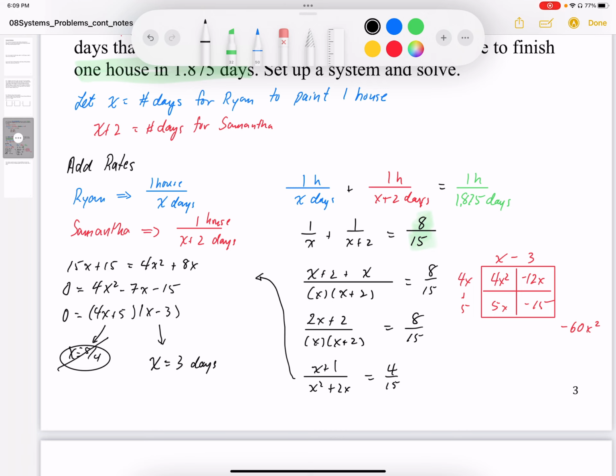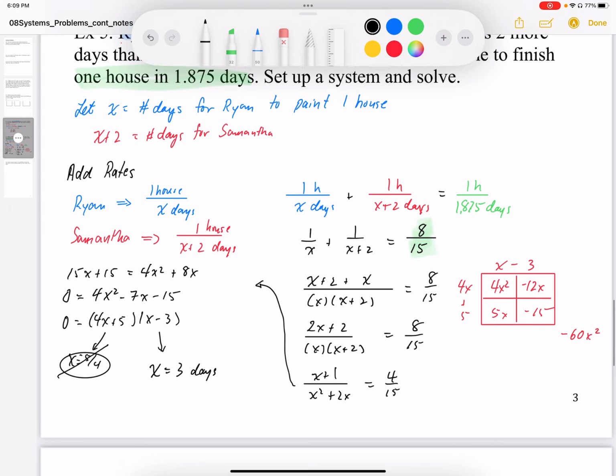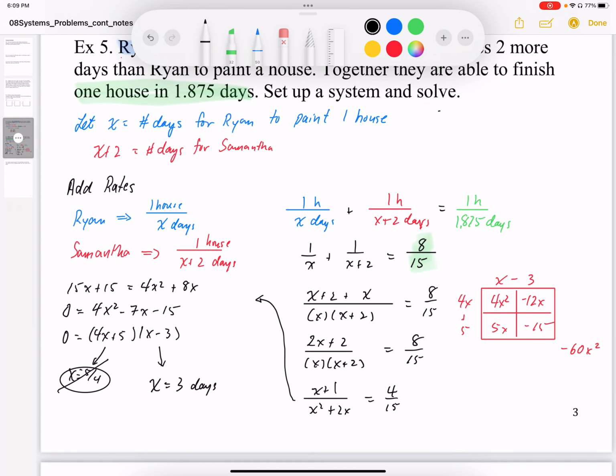Okay, so it takes Ryan 3 days to finish a house. It takes Samantha 5 days to finish a house. Okay, so that's going to be my answer. This is going to be 3 days for Ryan, 5 days for Samantha. And together, when I add those together, I'm going to get 8 over 15. That means 8 houses in 15 days, or one house in 1.875 days.